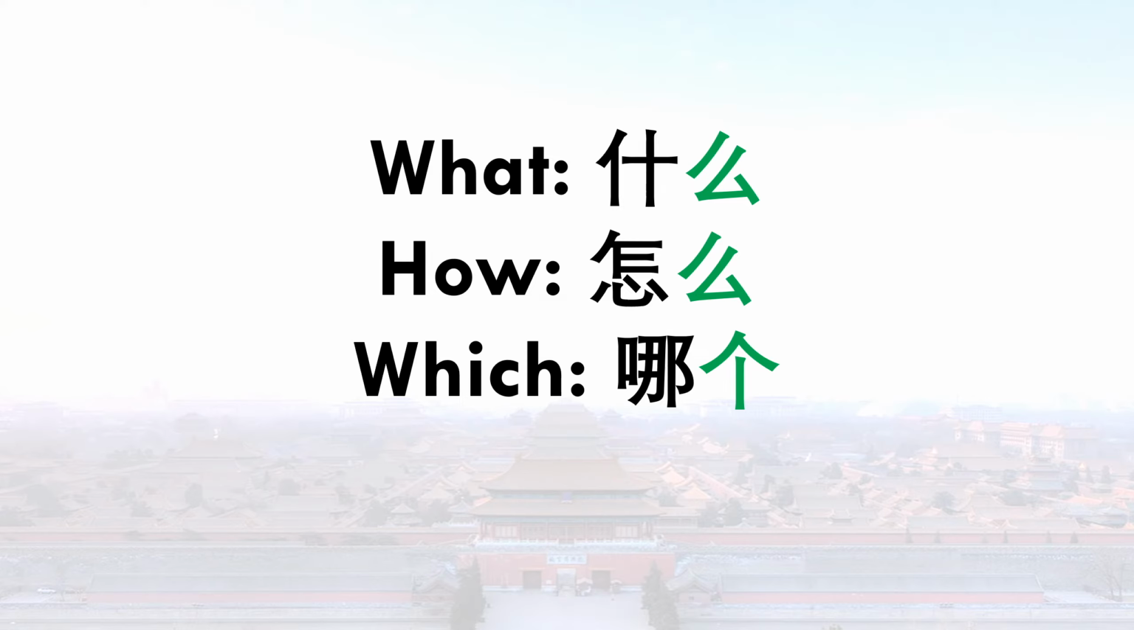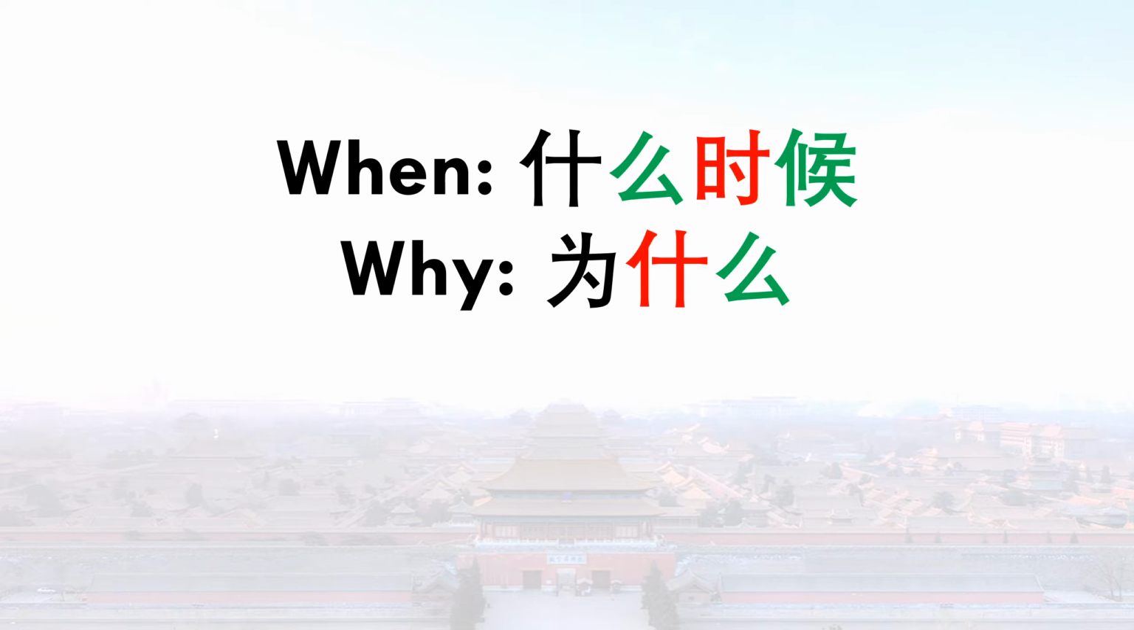Some of them actually, they don't get their other syllables de-stressed, they just have the 5th tone for those other syllables. It's like an unstressed 4th tone, or the tone of it kind of gets absorbed into the previous syllable. So here we have what, 什么, how, 怎么, and which, 哪个. There are some other question words that use both the 5th tone and unstressed tones, like regular unstressed tones, and those are when and why, 什么时候 and 为什么.